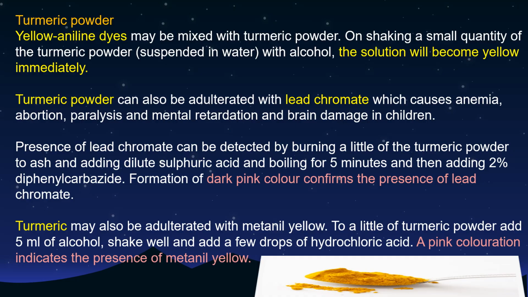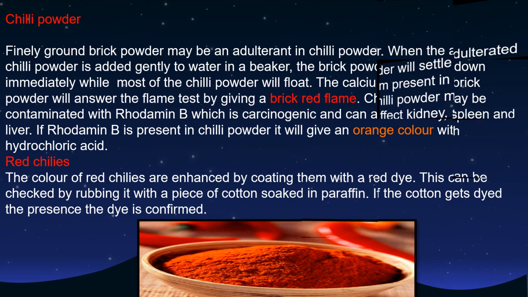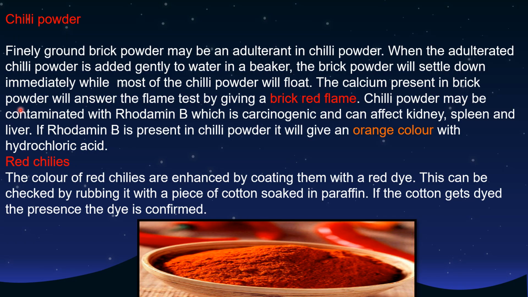Next, in chilli powder, let's see what the adulterants are. Finely ground brick powder can be mixed with the chili powder. To check it, we can take water in a beaker and add the chili powder. If brick powder is there, it will settle down. So the presence of brick powder can be found out easily. Another way is a flame test with concentrated hydrochloric acid. If you heat it over a flame, a brick red color will come if brick is there.